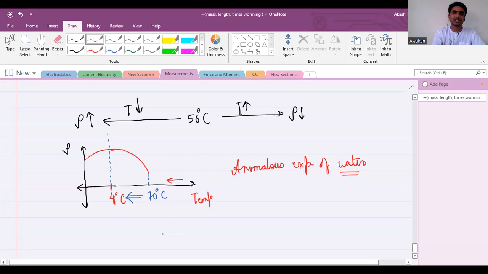Why is it called anomalous expansion? Because when we heat water from 0 degree centigrade to 4 degree centigrade, rather than decreasing, its density increases. You see, generally when you heat a liquid, the density should decrease, right? It should become thinner. But for water, when you heat it from 0 to 4 degree centigrade, its density abnormally increases.